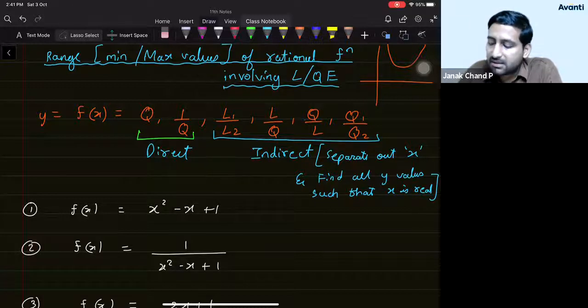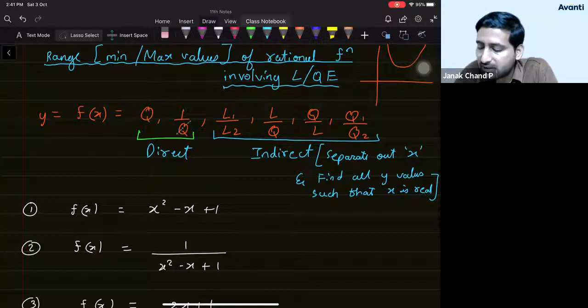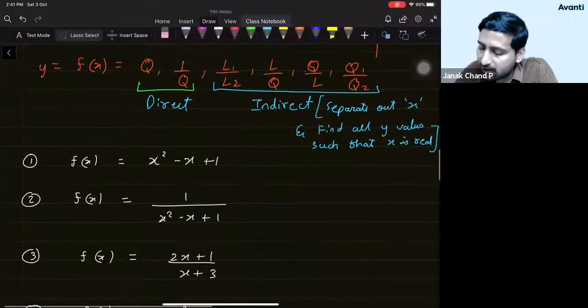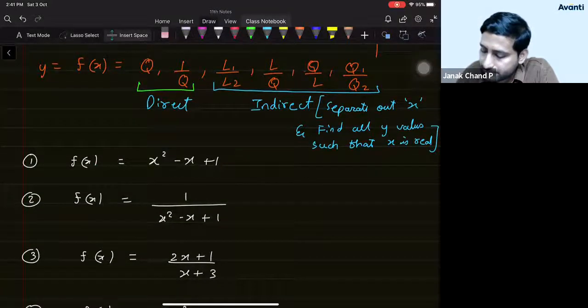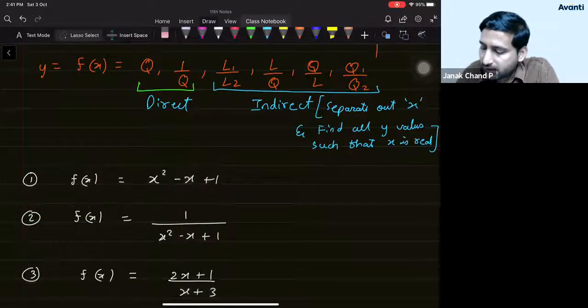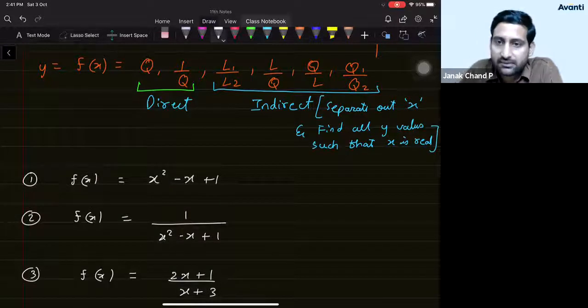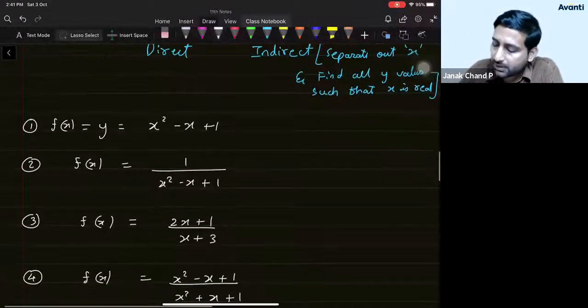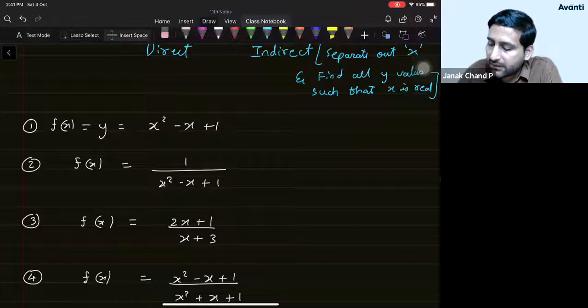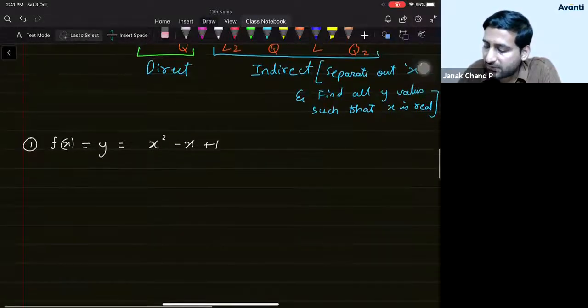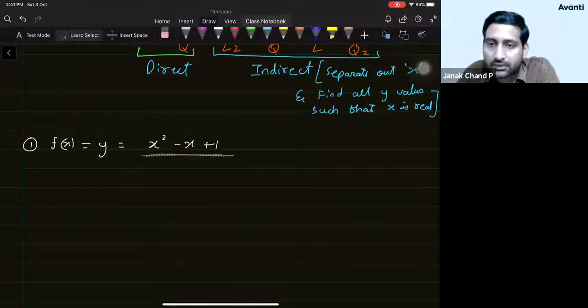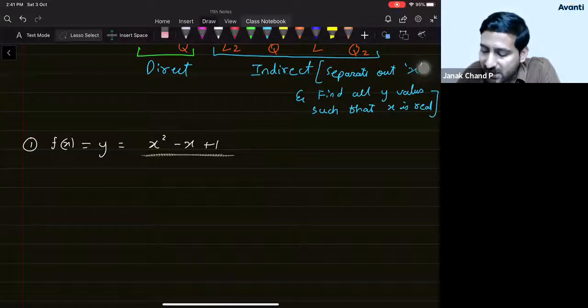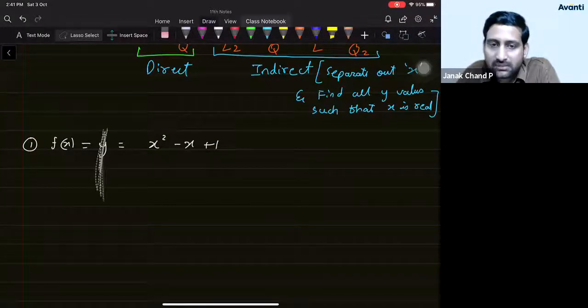Fine. First, let us solve a simple question which is based on direct. So this is the first example. The first thing is, student, whatever your function is given, you should assume it as y. Whatever f of x is there, just assume it as y. Now, student, if I ask you what is the range of this function? There's a function in front of you. What is the range? Range means collection of all the possible values of y.